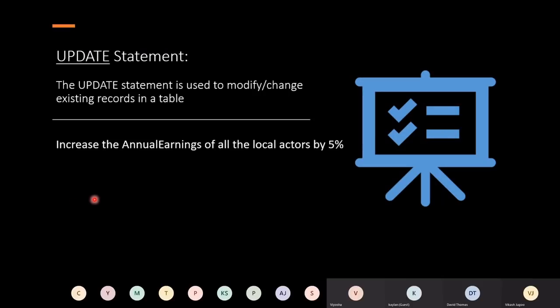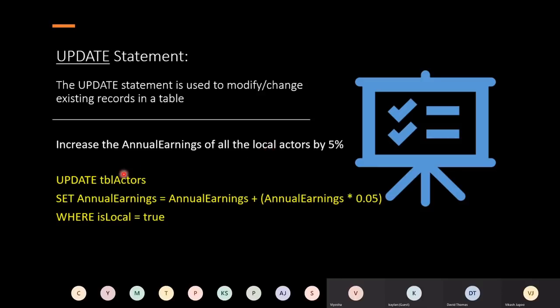In the next example, we want to increase the annual earnings of all the local actors by 5%. So we have annual earnings for all of the actors, but we want to increase the current value by 5%. So we want to take its current value and add 5% to that. How would we go about updating the records in this instance? Keep in mind that it needs to be done only for the local actors, not for everybody. So again, update TBL actors, set. Now let's change the value. Here we're doing a calculation, so you have to understand how the calculation works out.